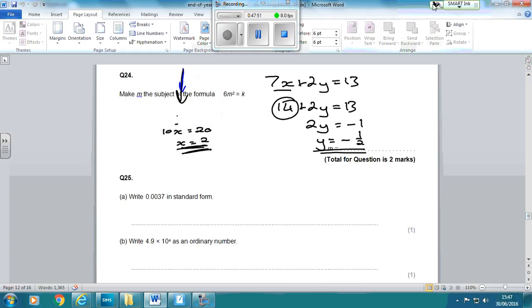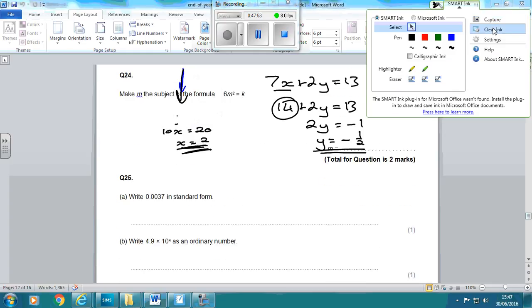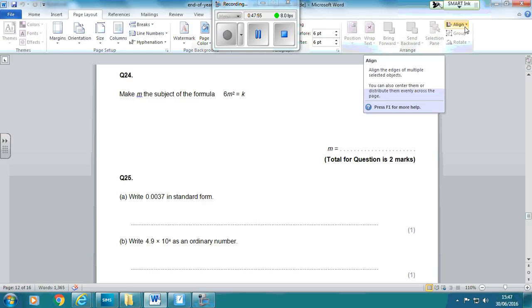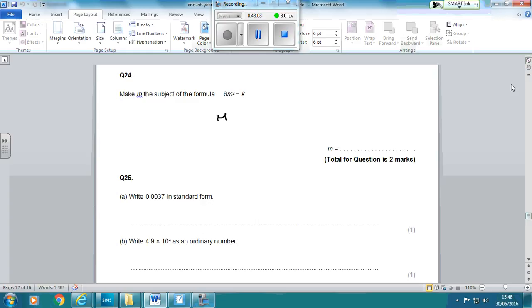Okay, question 24. So we've got to make m the subject of the formula. So what that means is we need to get m equals. So we've got to get rid of both this 6 and this squared. So we're going to get rid of the 6 first, so we're going to divide both sides by 6, to get m squared equals k divided by 6. And then the opposite of squared is square root. So m equals the square root of k divided by 6. And that's it.